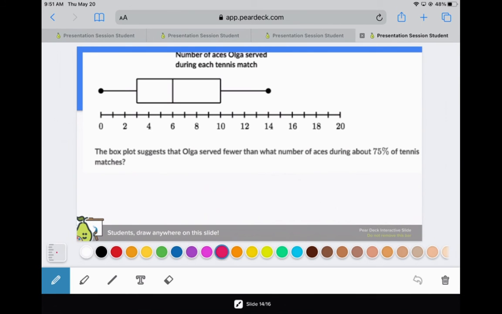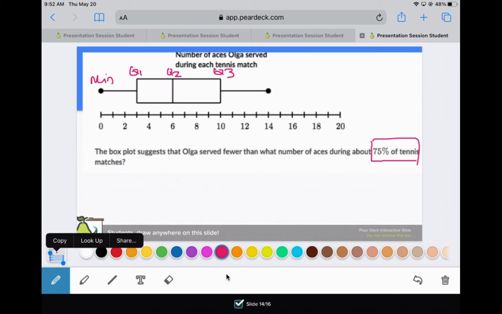Okay, this is one of the questions from last class that I think Alana was asking about. So do we have to answer the questions? That's what we're going to focus on today. The question was: the box plot suggests that Olga served fewer than what number of aces during 75% of tennis matches? Which quarter, which Q is that? Minimum, Q1, Q2, Q3, and the max.